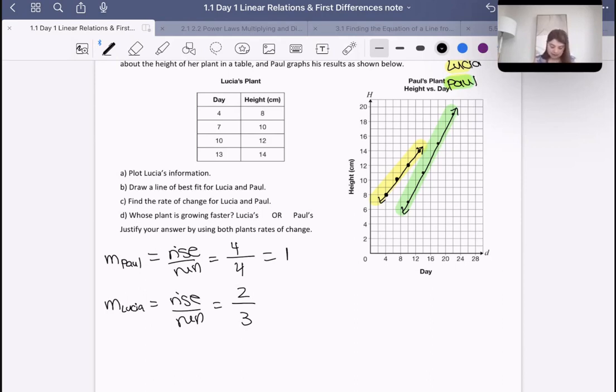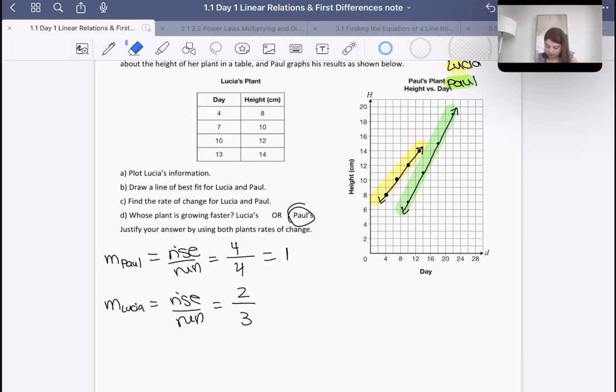Then it asks, whose plant is growing faster, Lucia's or Paul's? Well, Paul's plant is going faster because his slope is bigger, right? 2/3 is a smaller number than 1, and therefore Paul's plant is growing faster. We can also just see on the graph, like it looks like Paul's plant is growing faster. If we look at how steep the line is, like which line looks like it's a steeper slope, Paul's just looks like it's steeper, right? It looks like it's growing faster as well, right?